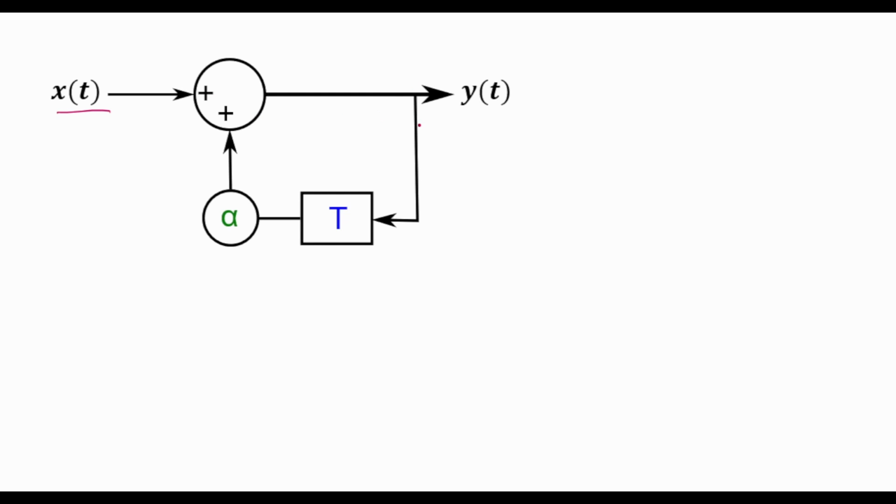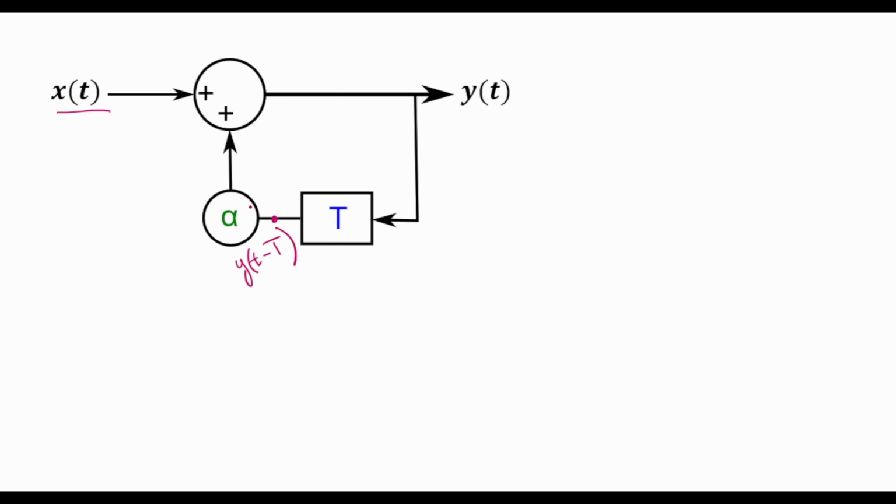So let's write the equation governing this feedback system. This is y of t. Here y of t is delayed by capital T. So the output here would be y of t minus T at this point. This is a delay operation which I covered in one of my previous lectures. You can click the link here and see how delay works.